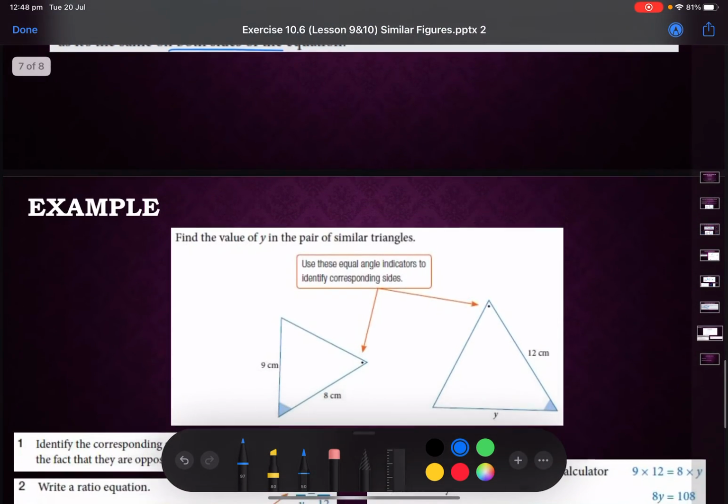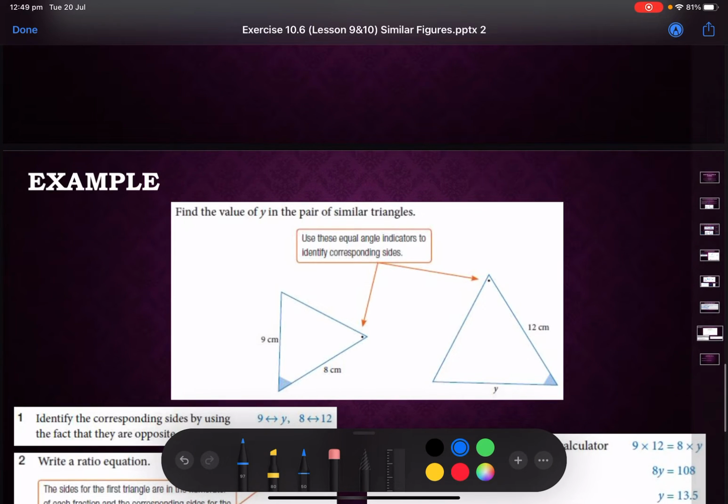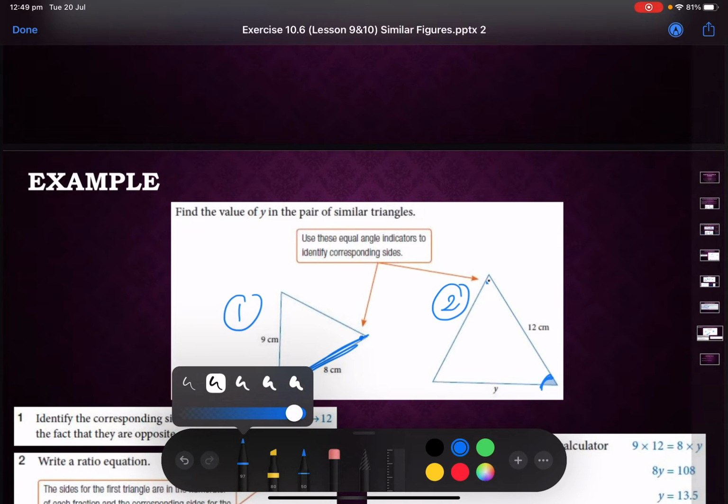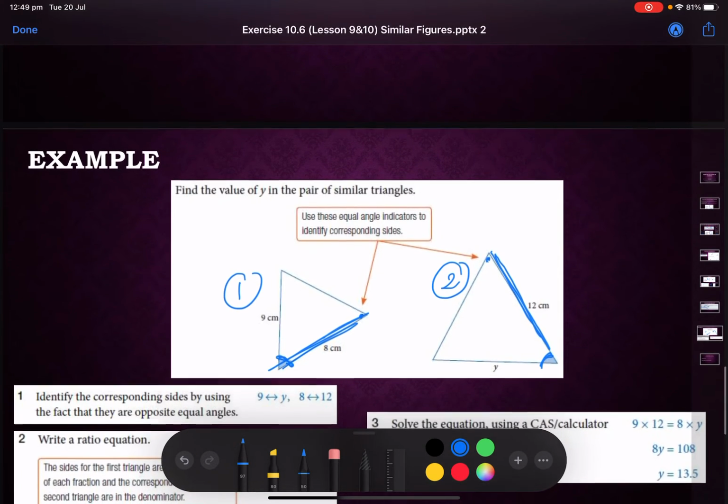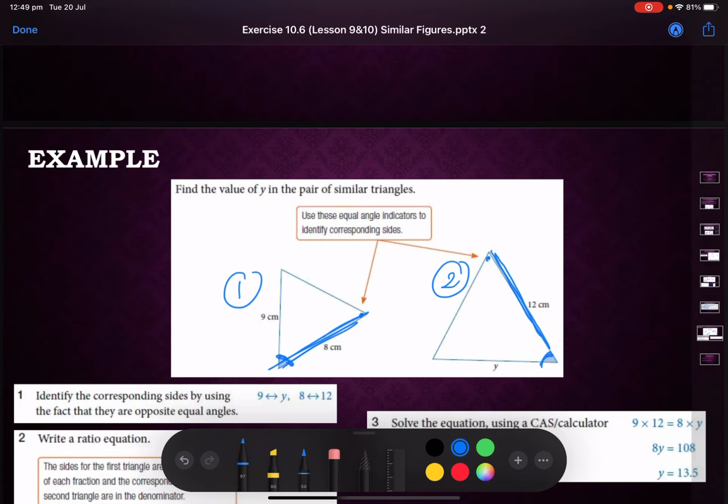If we were to look at an example question here, we have triangle 1 and triangle 2. We can see that this shaded angle matches up with this shaded angle and this dotted angle matches up with this dotted angle, which would mean that this side length between both the angles corresponds to this side length between both of my angles. I like to highlight things in my answers to make sure I know that I'm using the correct working.